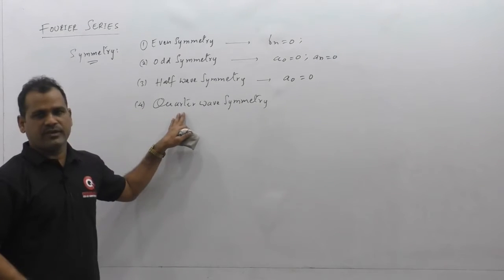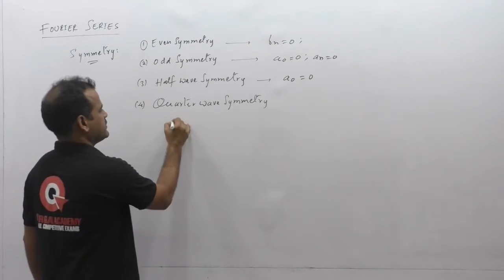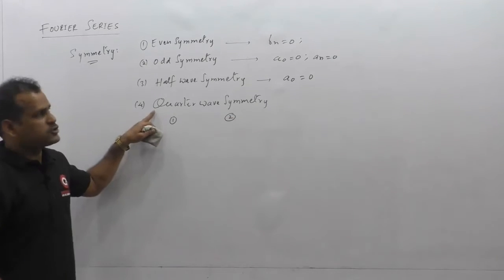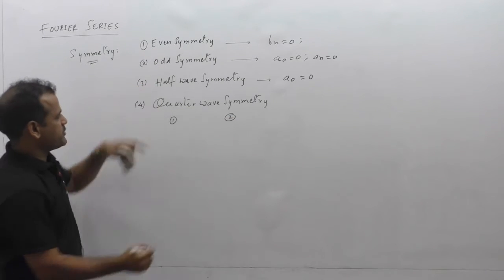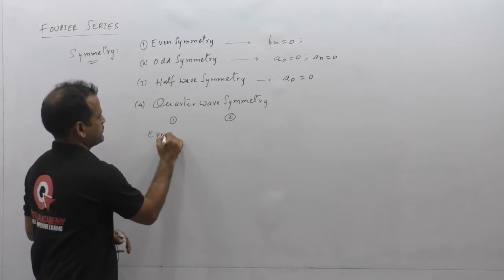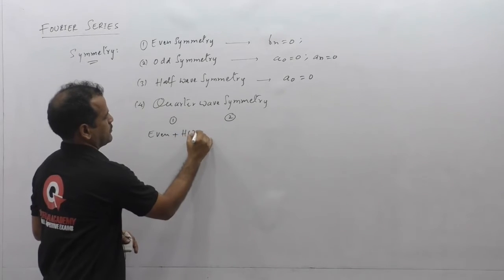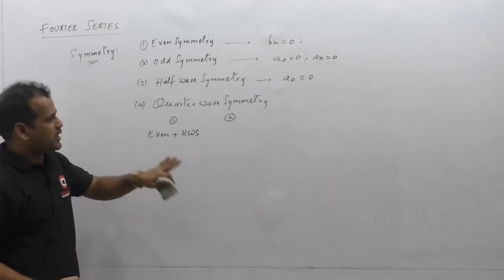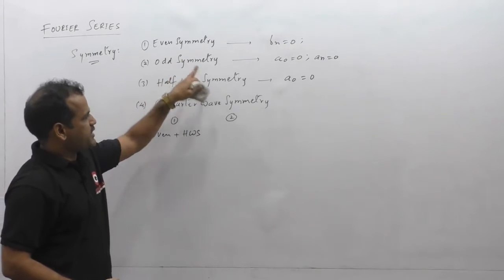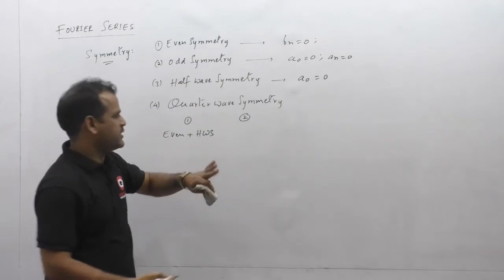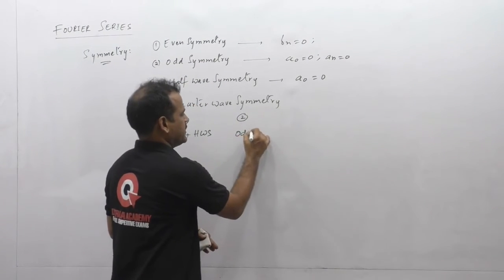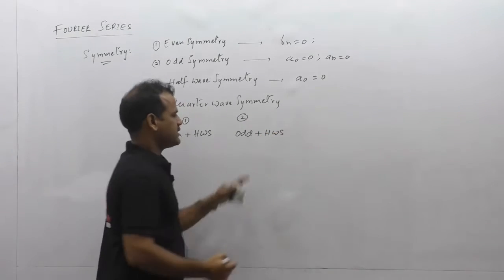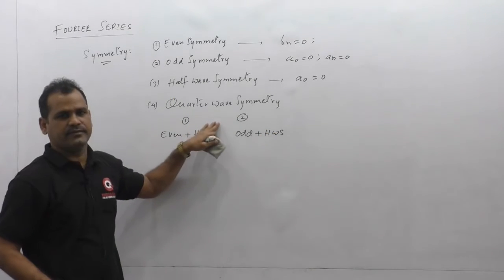And what does quarter wave symmetry mean? Actually, this has two cases. In case 1, if a signal shows even symmetry and half wave symmetry both, then we say that it is showing quarter wave symmetry. Or if a signal is odd symmetric and half wave symmetric both simultaneously, then we can take it is also quarter wave symmetry. So like that, there are two cases for quarter wave symmetry.